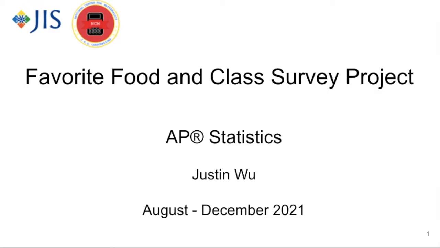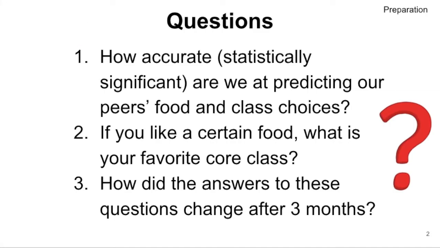For simplification, I've selected 23 out of 51 slides that I feel are the most important. Well, what was the point of this survey? It was to answer these three questions. 1. How accurate are we at predicting our peers' food and class choices? When I say accurate, that means statistically significant at a confidence interval probability.